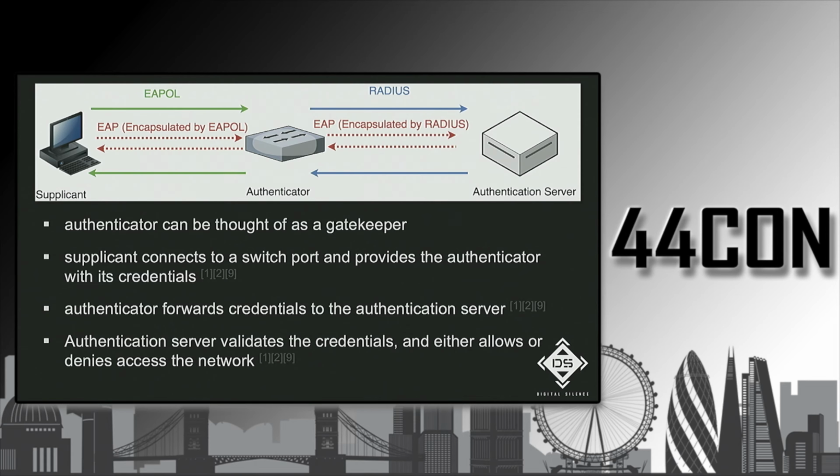You can think of the authenticator, which once again is your switch, as a sort of gatekeeper or security guard. The supplicant's going to connect to it and provide it with credentials as well as its identity. The authenticator is going to forward these credentials to the authentication server. But the authenticator itself actually doesn't have any decision-making power. That's a role that's assigned to the authentication server. Once the authentication server receives these credentials, it's going to validate them and then make a final decision as to whether or not this device can access the network, and the authenticator is then going to carry out that decision.